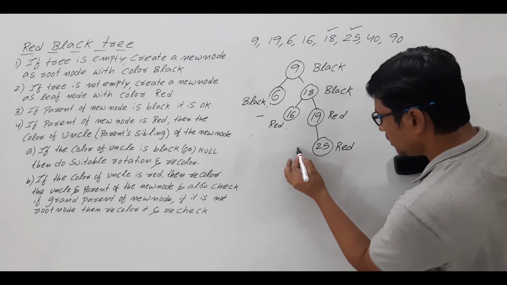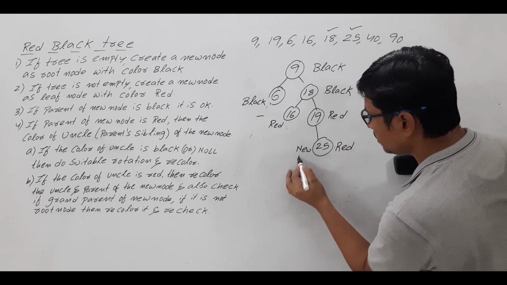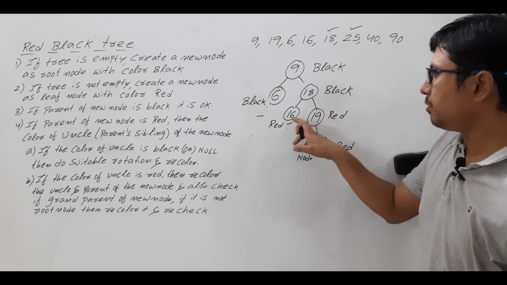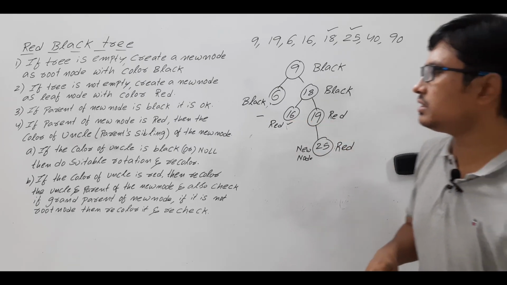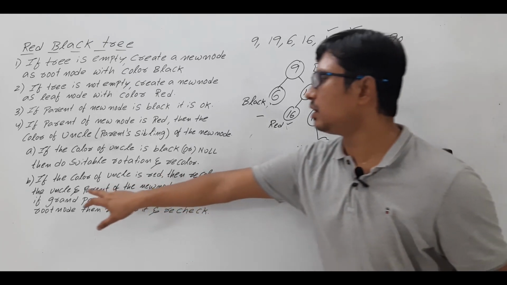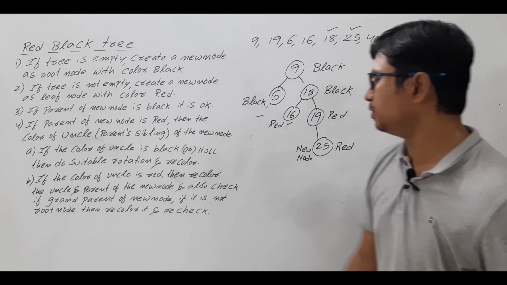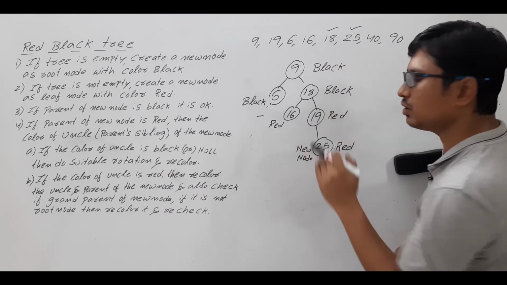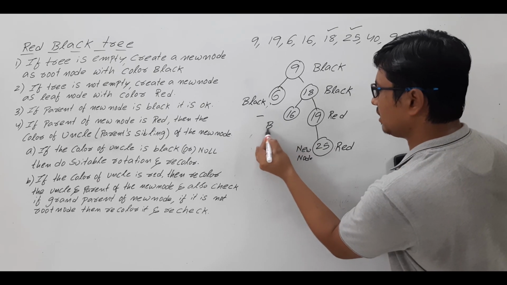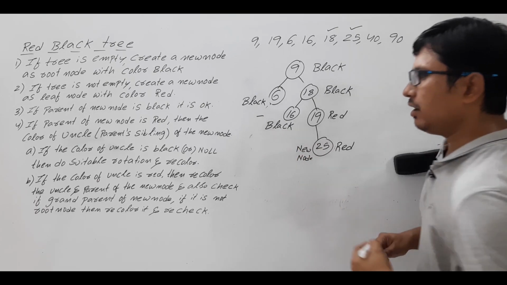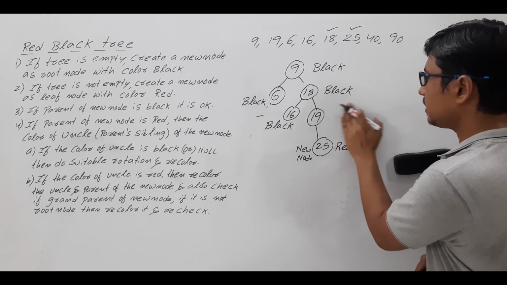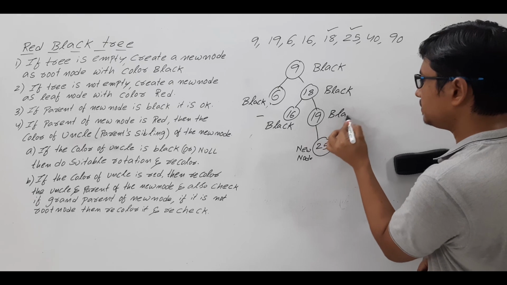This is the new node, whose uncle is this one, because this is the parent and the parent's sibling is the uncle. If the uncle color is red, then recolor the uncle and parent of the new node. Now recolor the uncle. Uncle's color is red, now I am modifying it into black. And also the parent of the new node. Parent color previously was red. Now I am recoloring and making it black.